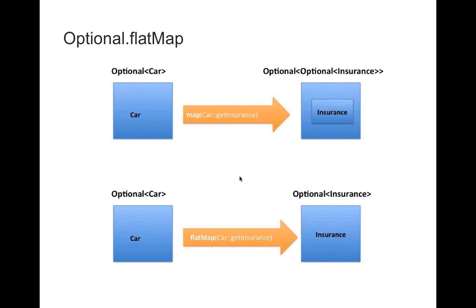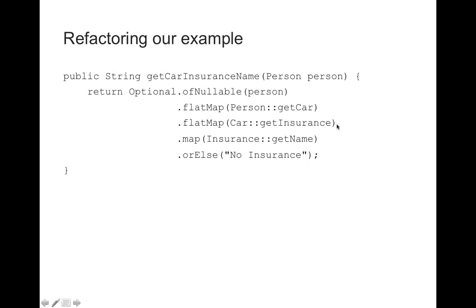So let's refactor our previous example to use this optional feature. So here comes a good old getCarInsuranceName method that takes a person. The first thing we do is to create an optional of this person. There is a static method called ofNullable, which takes an object as an argument and returns an optional version of it. So if person was null, then this will return an empty optional.